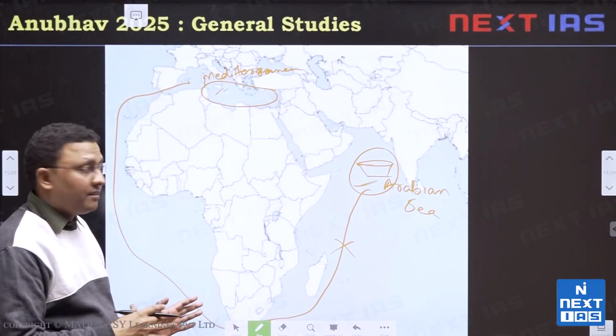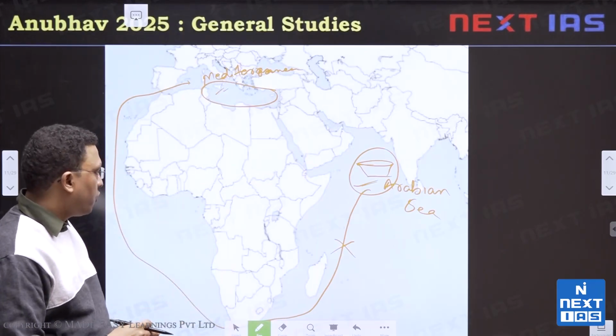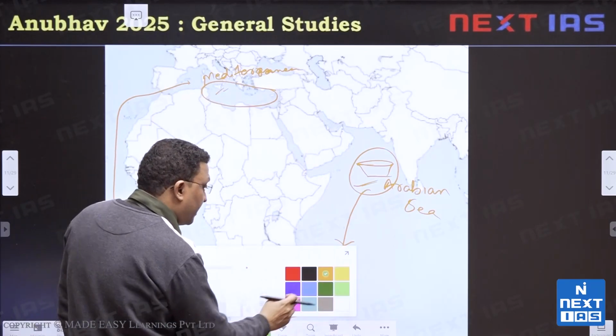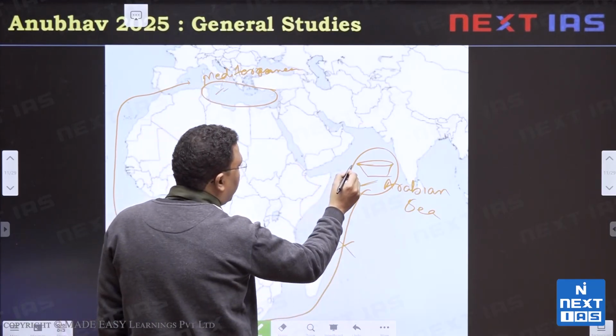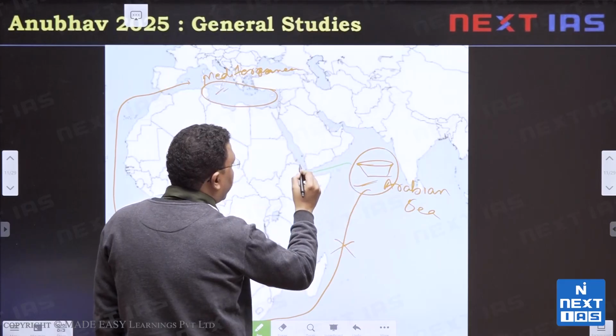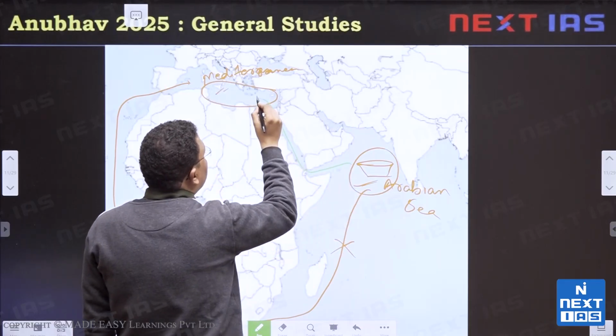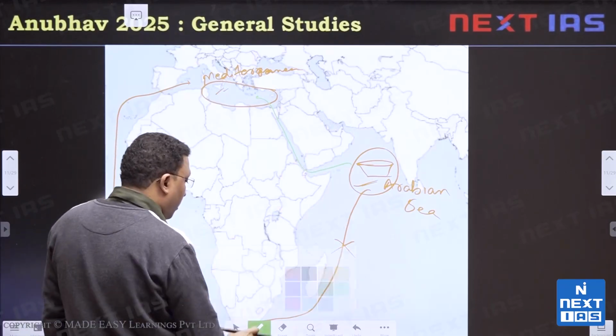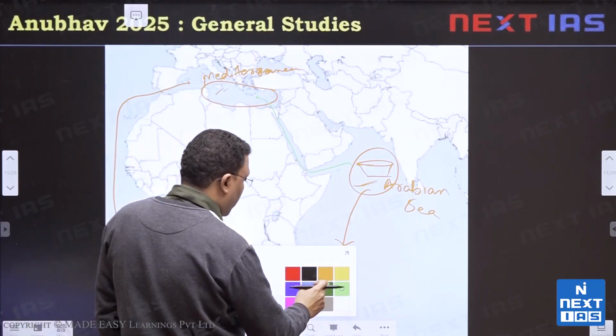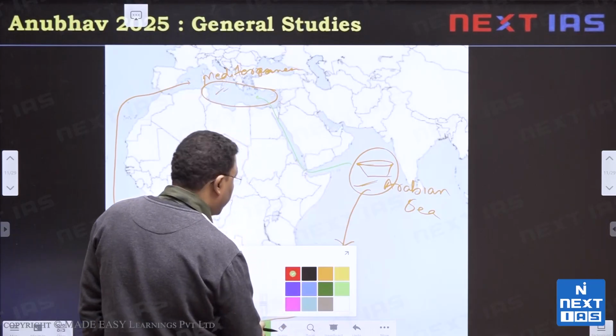The question is mentioning that the ship has to take the shortest route. So what will be the shortest route? The shortest route will go something like this. The ship can take this route and reach Mediterranean Sea. This will be the shortest route, right? And now let's see what all water bodies will come in the way, right?